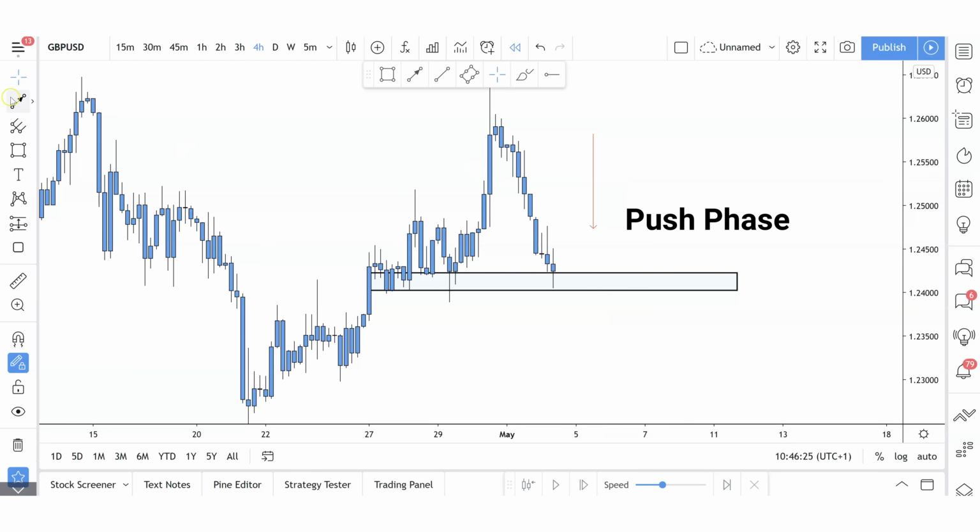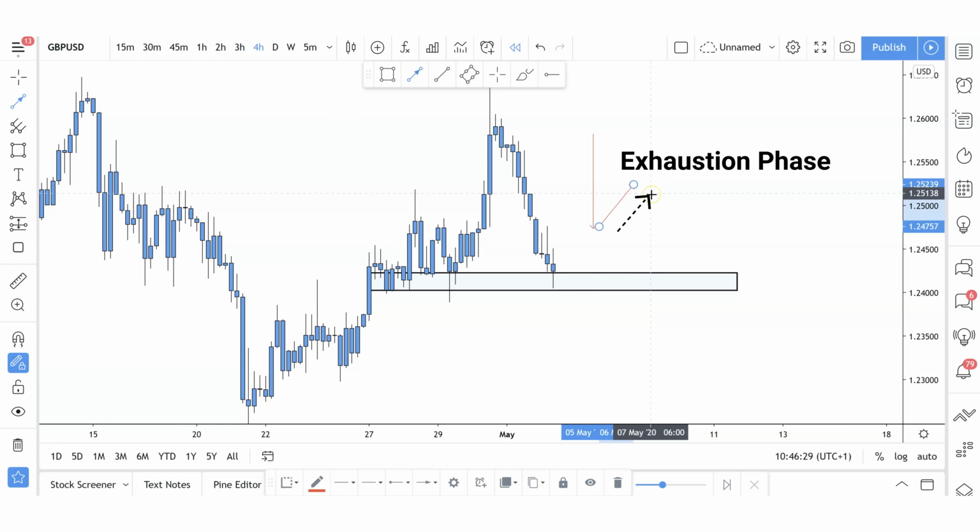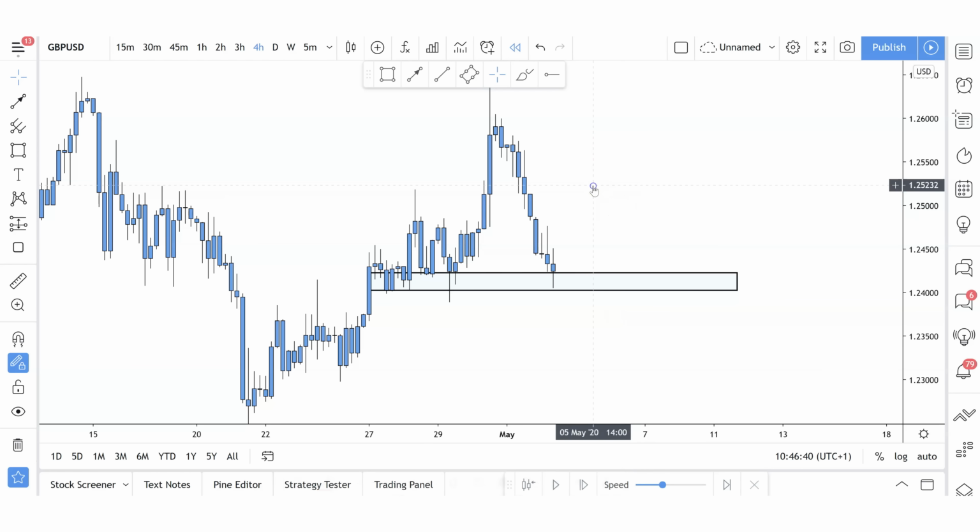Now, what comes next? After a push phase, we usually have an exhaustion phase. Now again, with an exhaustion phase, we don't know how long that exhaustion will last for. But how can we take advantage of this using multiple time frame analysis? Well, let's identify that the structure of this market has not respected this bullish structure or created that higher low to continue that higher high formation.